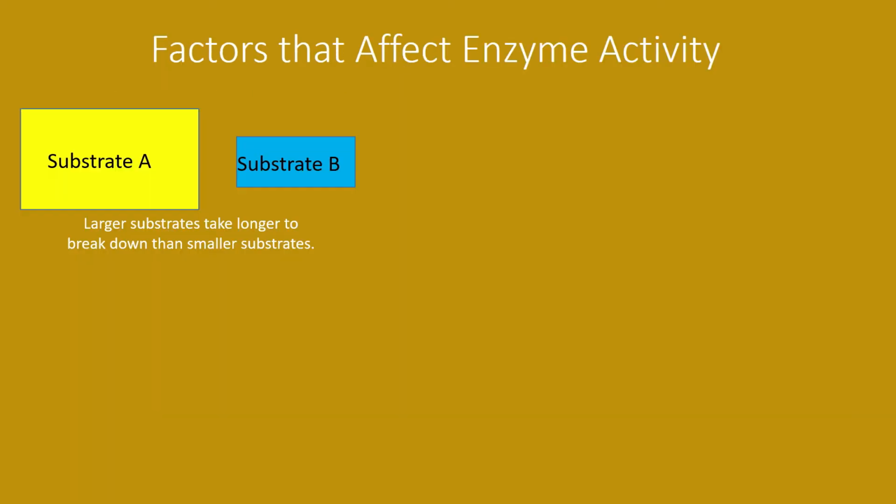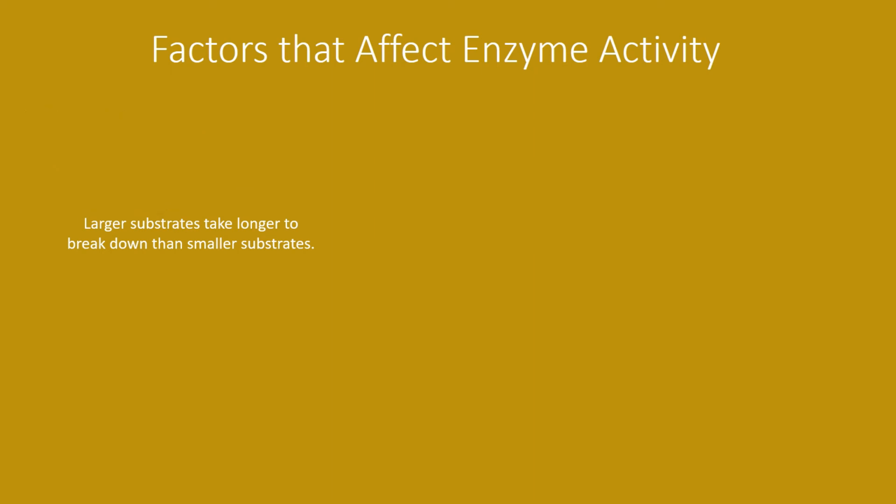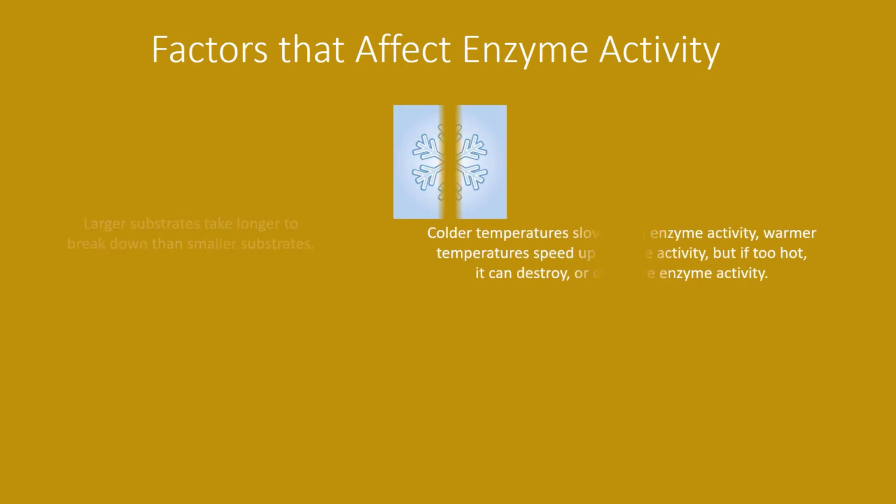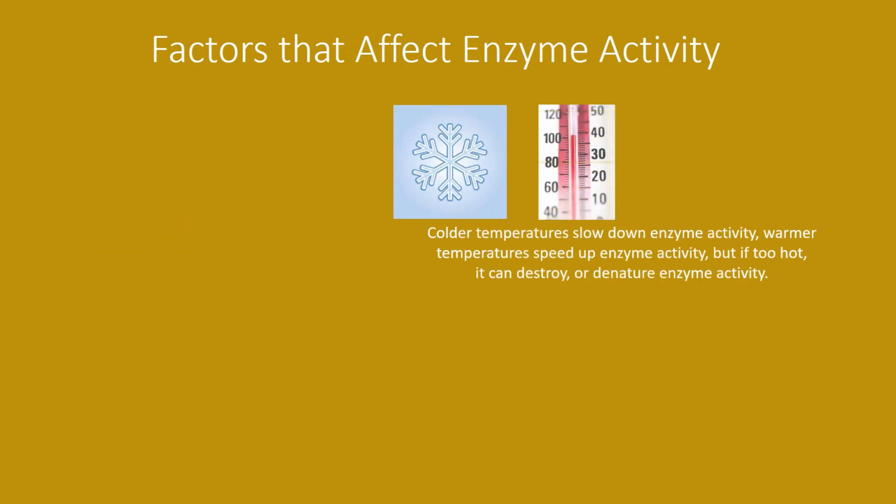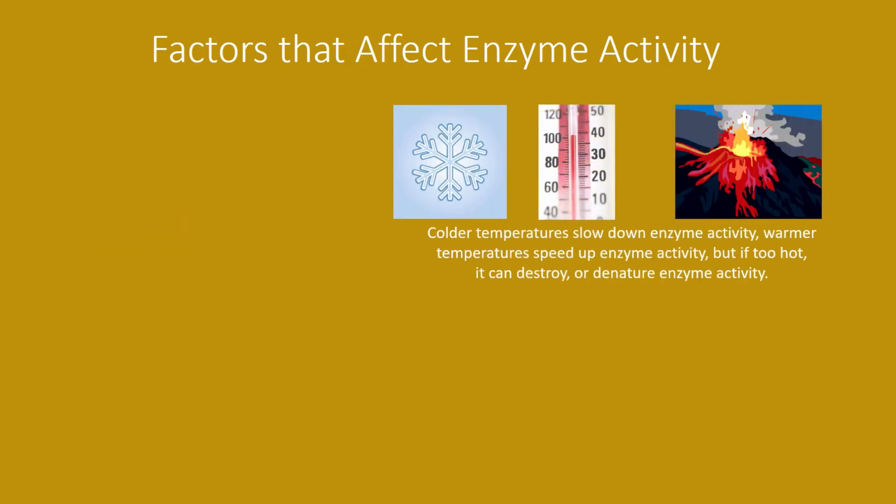There are many factors that affect enzyme activity. First, enzymes that function in catabolic reactions degrade substances. The larger the substrate, the longer it will take to catabolize. Enzymes are proteins, and like all proteins, they can become denatured or lose their original shape if placed in the wrong environmental conditions. Colder temperatures slow down enzyme activity, therefore slowing down metabolism.